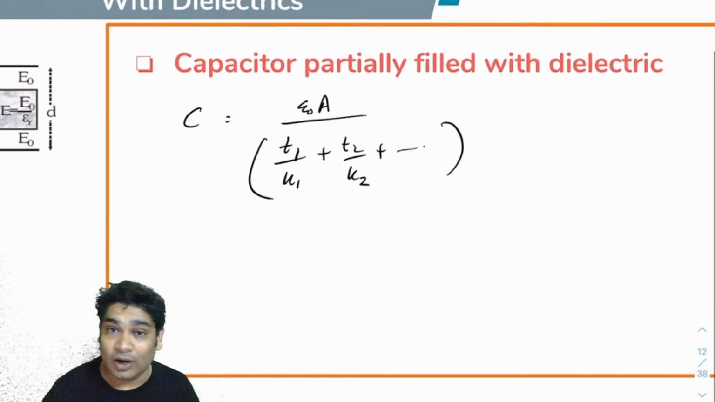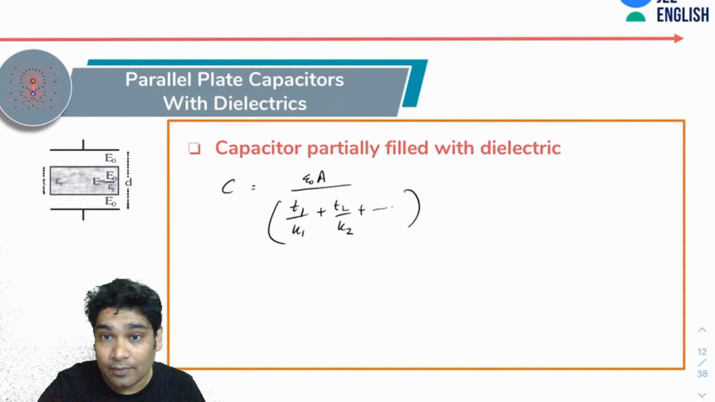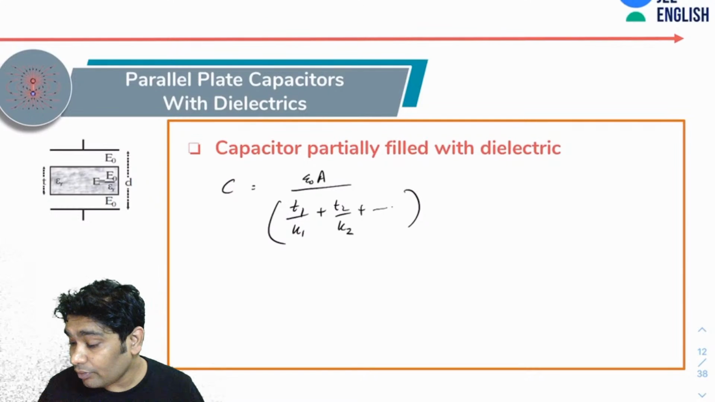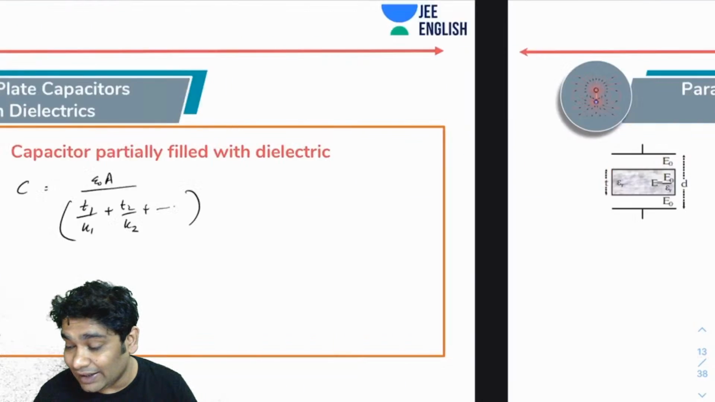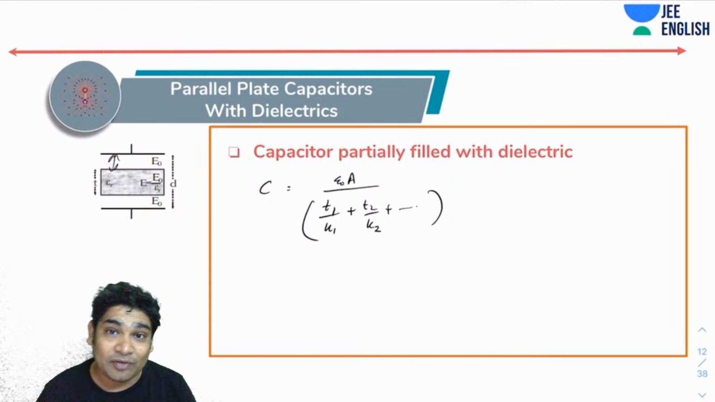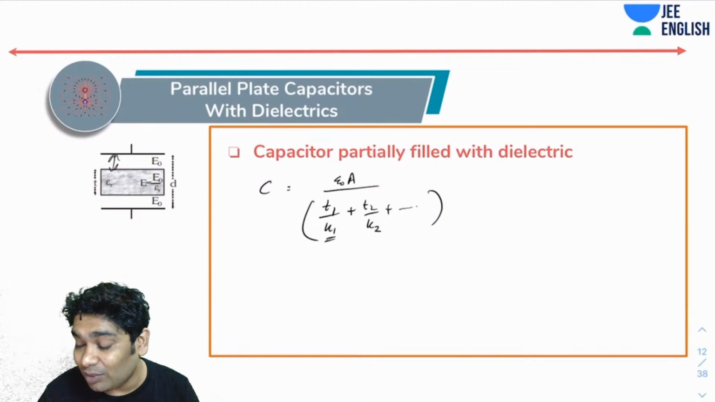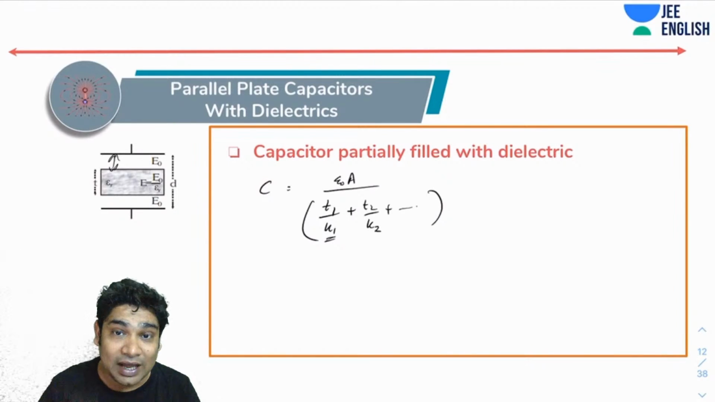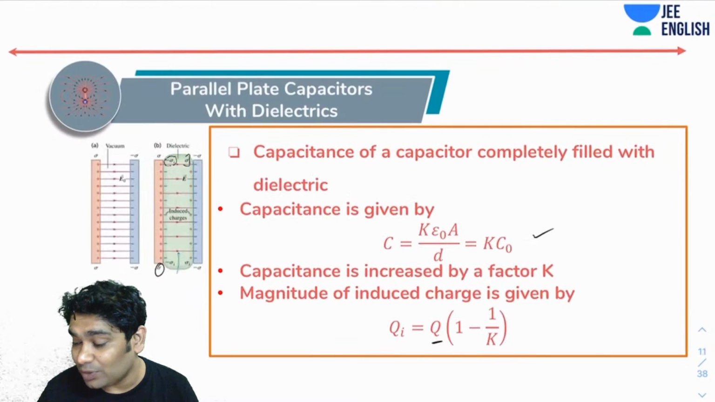Alright, this would be the formula for a capacitor filled with multiple dielectrics. Please remember this is important. Next, I also told you that in case you have air, for any gap of air, you can think of that as a dielectric of dielectric constant 1. So again, you can use this formula. In this formula, the thickness of air or vacuum can also be put along with 1 in the denominator. Please remember that.